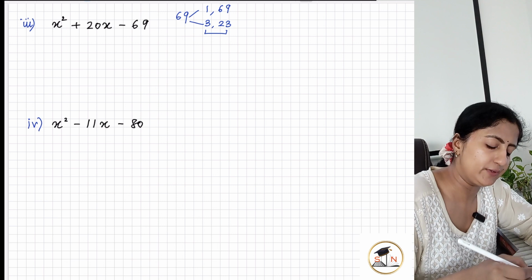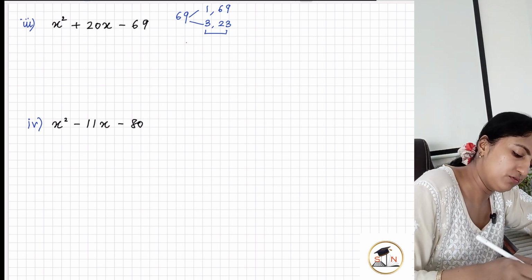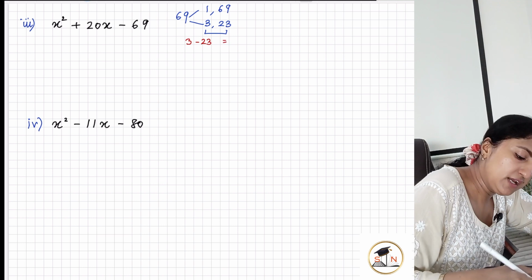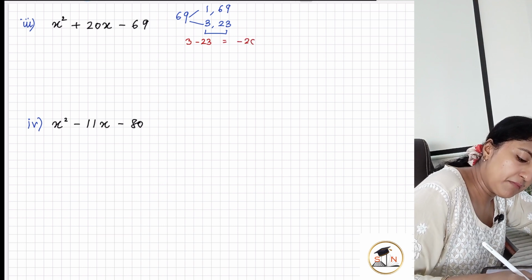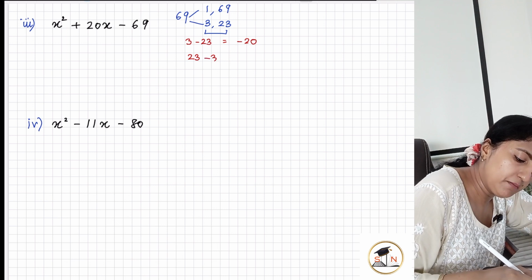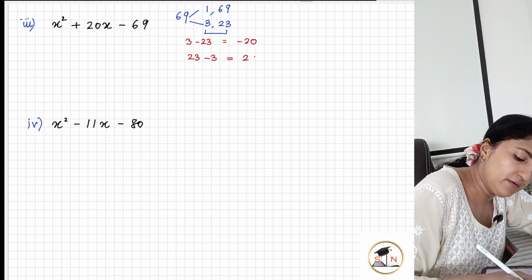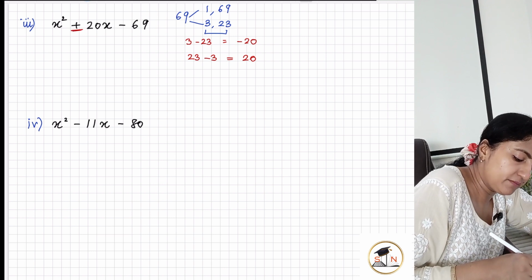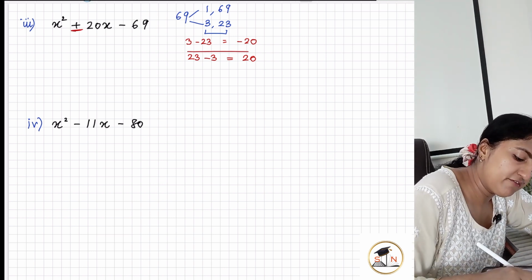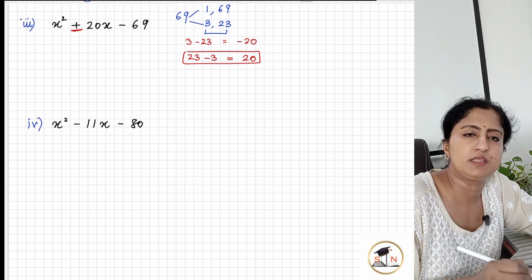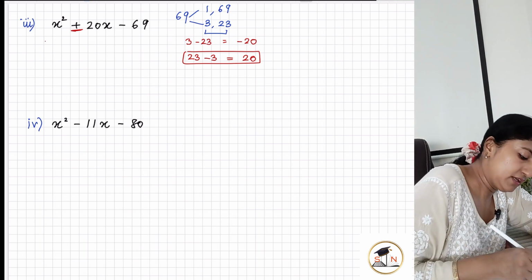So now how will we do that? We have got 3 and 23. Just see what I'm going to do. If I write 3 minus 23, it will give me minus 20, right? If I do 23 minus 3, it will give me 20. The middle term over here is positive, so I will select 23 minus 3 because it is giving me the positive difference.